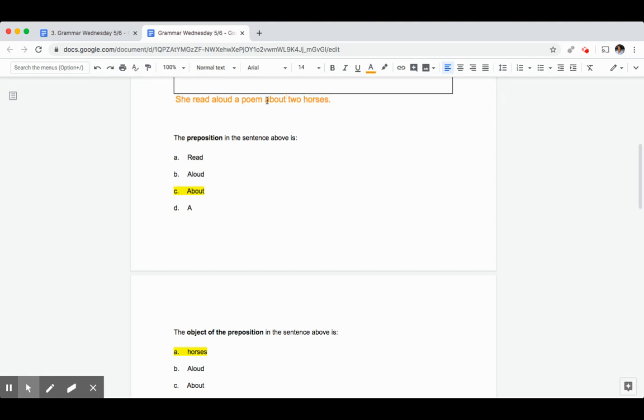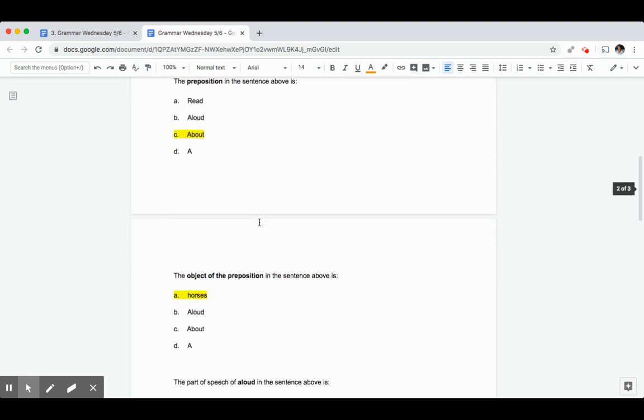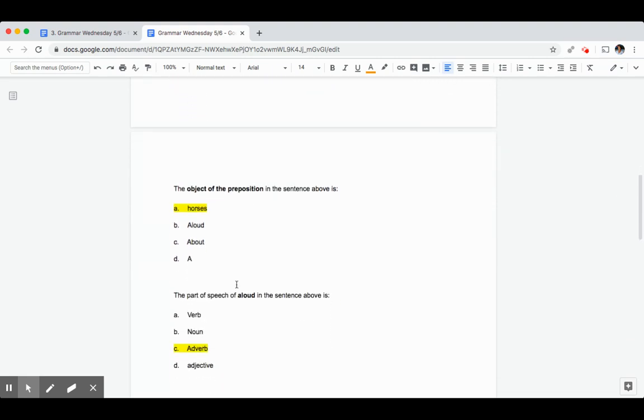So now we know the prepositional phrase is about horses, with the preposition being about and the object of preposition being horses. Next, we were asked to figure out the part of speech of aloud in the sentence above. Our answer choices are verb, noun, adverb, and adjective.